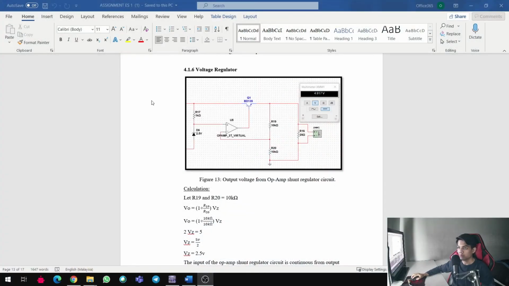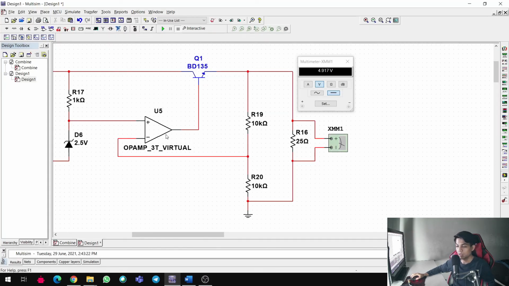This is my part, 4.1.6 voltage regulator. This is the circuit that we constructed using Multisim software. We are using transistor BD135. The function of the transistor is almost similar to the op-amp function, which is to amplify or switch electronic signals and electrical power.